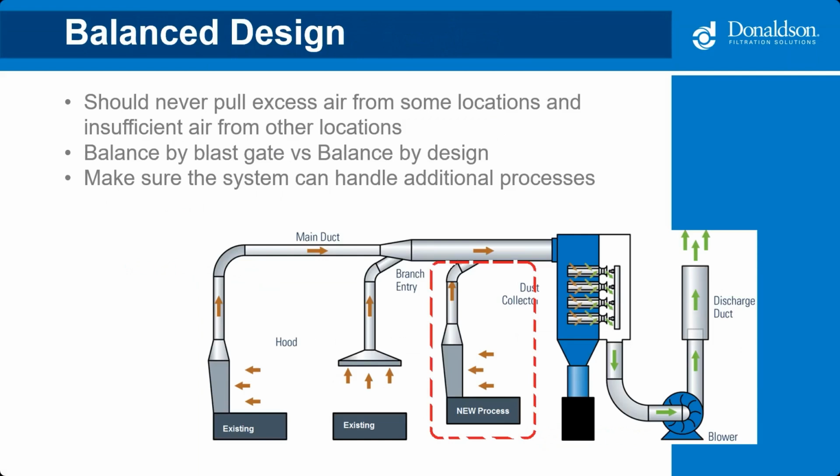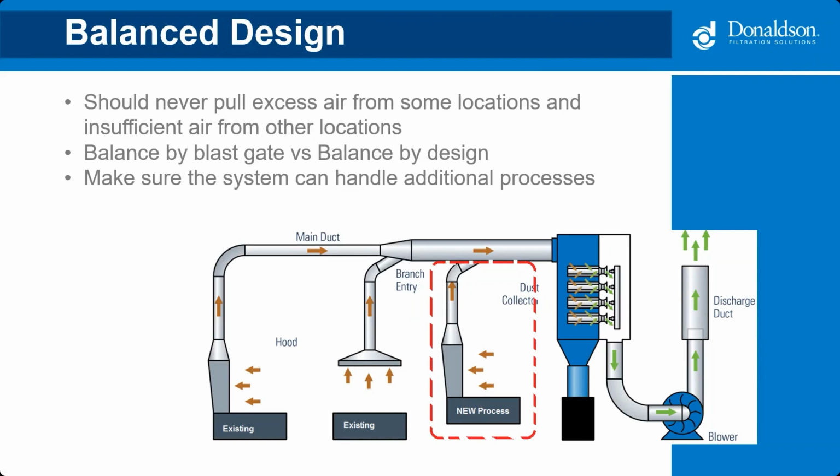Mentioned earlier about needing a balanced design. Always want to make sure that we're getting the airflow we designed at each of these hoods. There's 2 methods of doing that. You can balance by design, or you can balance by blast gate. We typically see balance by blast gate in the grain industry. The balance by design, you're going to have a little bit extra airflow, but you don't have some functionalities that you do with the balance by blast gate to really dial in the hood airflows and everything else.